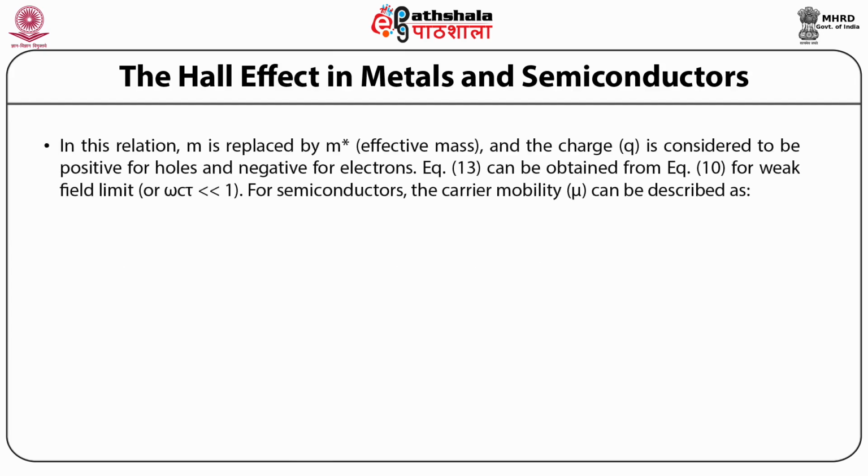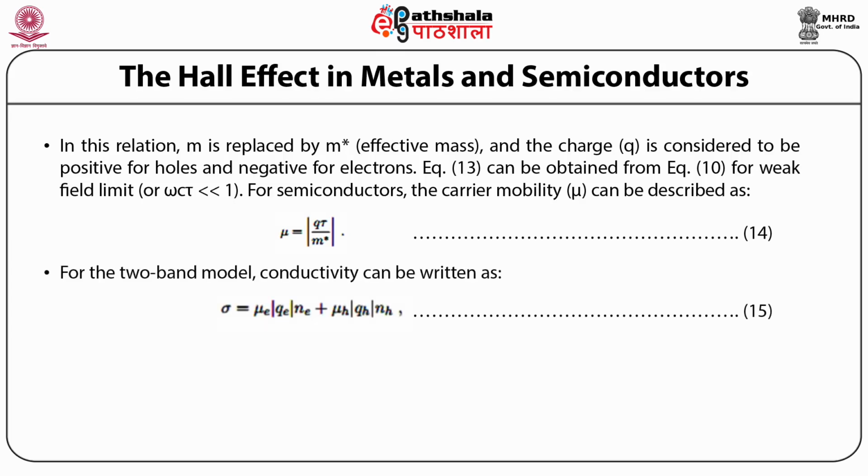In this relation, m is replaced by m star, the effective mass, and charge q is considered to be positive for holes and negative for electrons. Equation 13 can be obtained from equation 10 for the weak field limit, where omega tau is much smaller than 1. For conductors, the charge carrier mobility mu is given by modulus of q tau divided by m star, represented as equation 14.